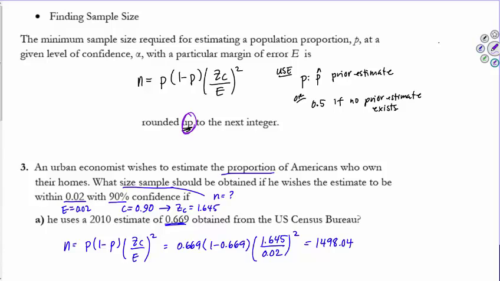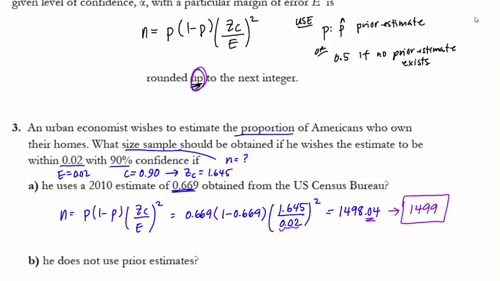Like I said, always round up. This 0.04, we can't sample 0.04 of a person, so we'd go up to the next integer, to make sure that we capture that error and that level of confidence. Nobody would really sample at 1499. We'd aim for an even 1500 probably. But now we know the minimum sample necessary to get within this margin of error of 0.02.